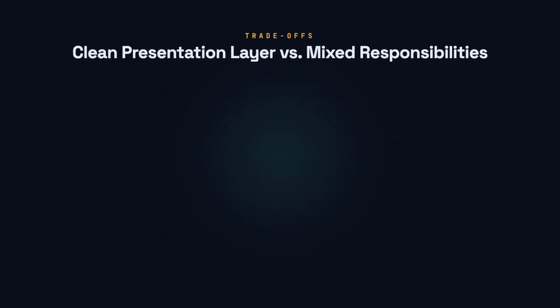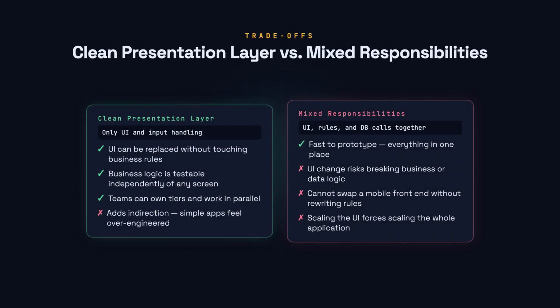A clean presentation layer costs you one thing: indirection. For a weekend project or a throwaway prototype, that cost may not be worth it. But in any system that will grow, be maintained by a team, or need a second front end, say a mobile app alongside a web app, the separation pays back quickly. Mixed responsibilities are fast to start and painful to change. Clean separation is slightly more work upfront and much easier to evolve.